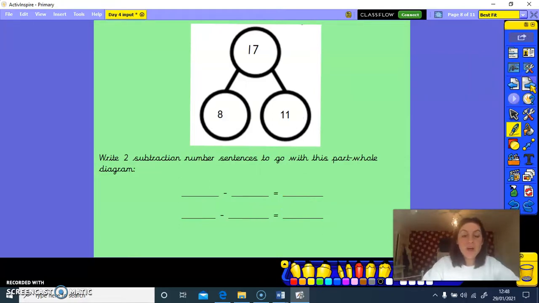This time, which number will have to go at the start? Fantastic. 17 will go at the start. Both times, won't it? Because you always have to have what number at the start? The biggest. Great job. So I could put either part first. This time I'm going to go for this part first. 11 equals 8. Remember, we are only using the numbers that we have here.